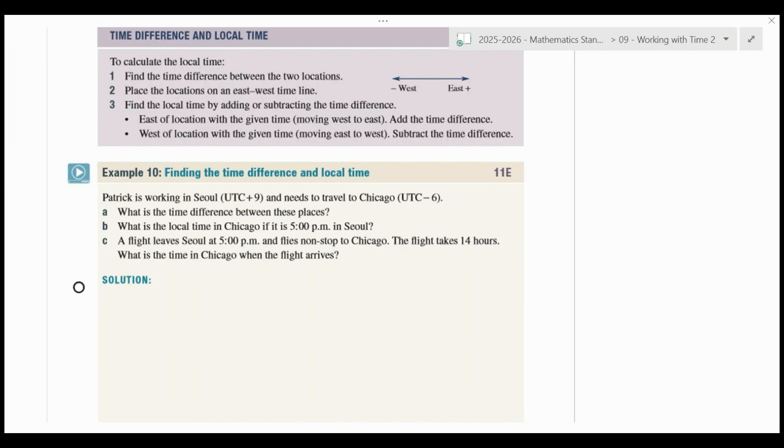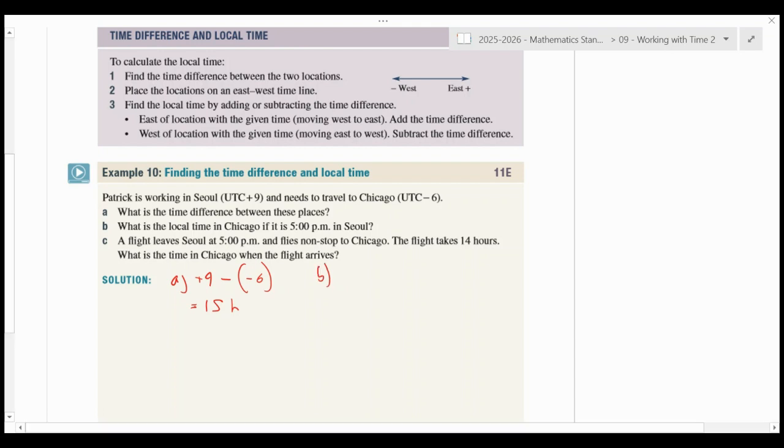So, easiest way to do it is you just go, well, 9 minus 6, because we're doing the difference between them. So it's plus 9 minus 6, which will give you a grand total of 15 hours difference. So the 6 hours that Chicago needs to catch up, plus the 9 hours that Seoul's already in front.